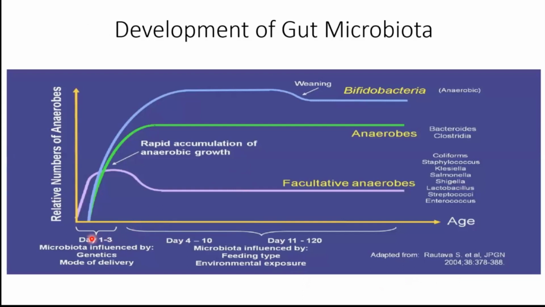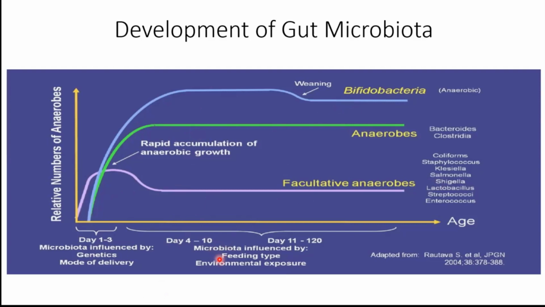And this shows the development of normal gut microbiota. In the early postnatal period, facultative anaerobes like Enterococcus, coliforms, Streptococcus, and Staphylococcus colonize the intestinal epithelium. This stage is influenced by genetics as well as mode of delivery and is considered essential for colonization by strict anaerobes like Bifidobacteria. From postnatal day 4 to 10, there is a relative abundance of bifidobacteria along with bacteroides and clostridia. This is influenced by feeding type and environmental exposure. So this is the normal gut microbiota pattern.